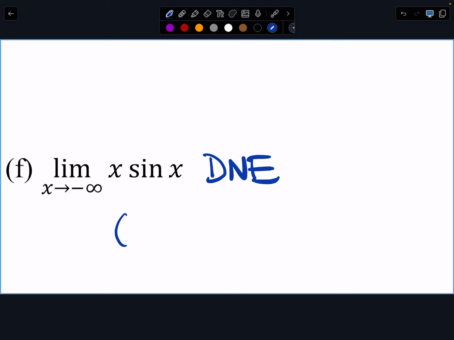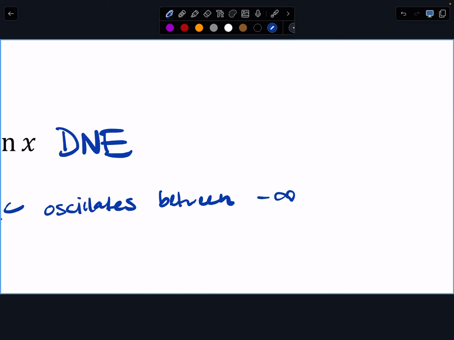So DNE, because it oscillates between negative infinity and positive infinity.